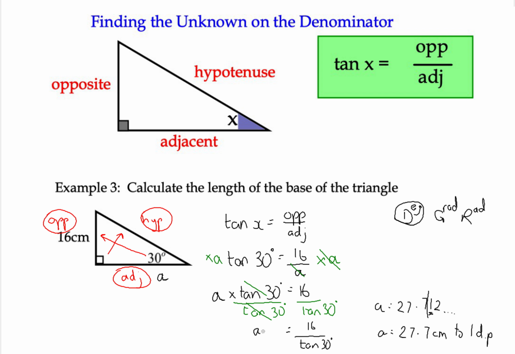Okay, so we've got one extra step. Instead of just doing a multiplication of both sides, we also then have to do that division. Okay, let's try another example.